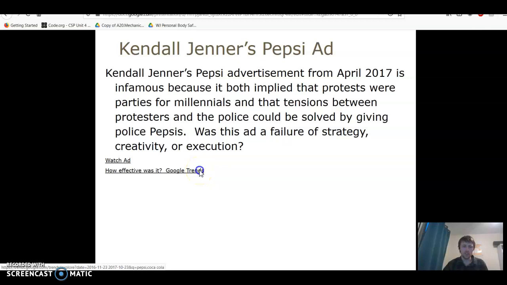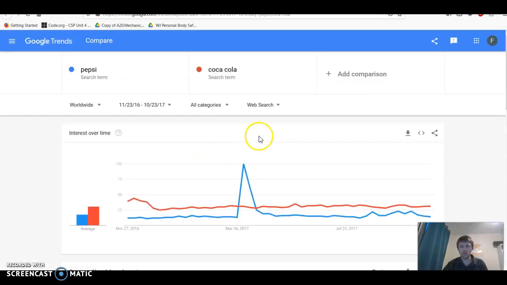Something else you can do is check out Google Trends to see how well a message is resonating with customers. So here we can see Pepsi searches versus Coca-Cola searches around the time of the ad. Pepsi got a lot of publicity. Look, they suddenly got a huge spike in searches. But it just so happens this wasn't a good outcome. They weren't getting a lot of business here. They were getting a lot of hate and angry letters.